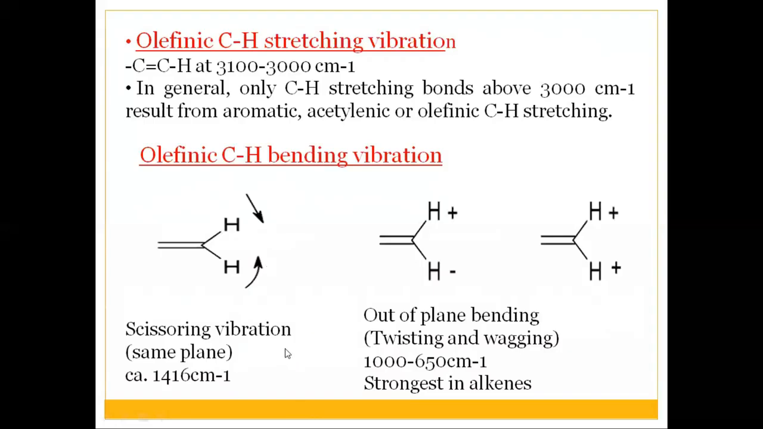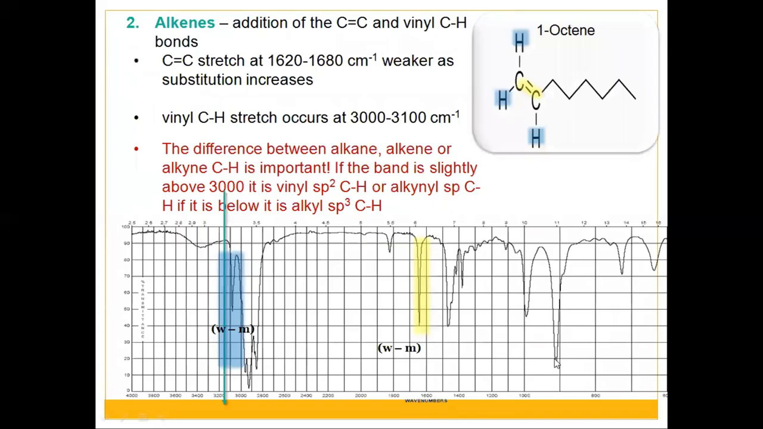And in case of olefinic CH bending vibrations, there will be scissoring vibration at 1416 per centimeter. Out of plane twisting and wagging will be observed between 650 to 1000 per centimeter, and these are strongest in alkenes. So if you observe the alkene IR spectrum, two regions can be seen, that is carbon-carbon double bond stretch at 1620 to 1680 per centimeter. It is weaker as substitution increases. And the second region, this blue one, will be the vinyl CH stretch, which occurs at 3000 to 3100 per centimeter.